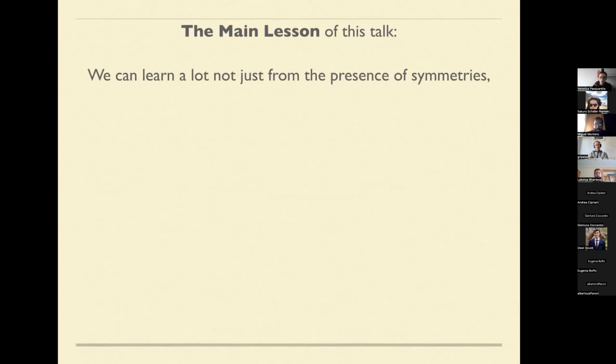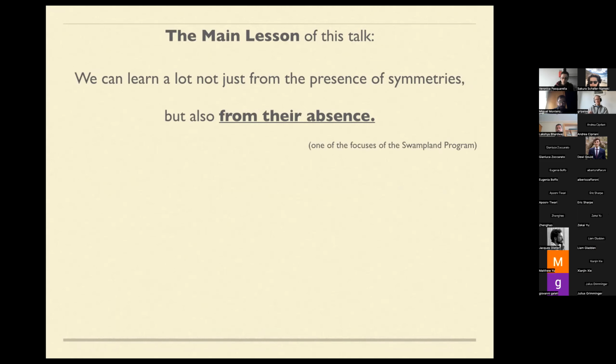So the basic lesson is that we are used to learning a lot about the theory from the fact that it has symmetries. But interestingly, we have discovered in recent years that we can learn a lot, not just from the presence of symmetries, but also from their absence. Sometimes you have something that looks like a symmetry, but which is actually broken. And the way it breaks can tell you something very, very interesting about the underlying physical theory. And this talk is just about that.